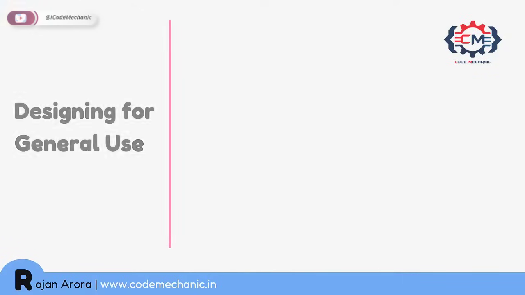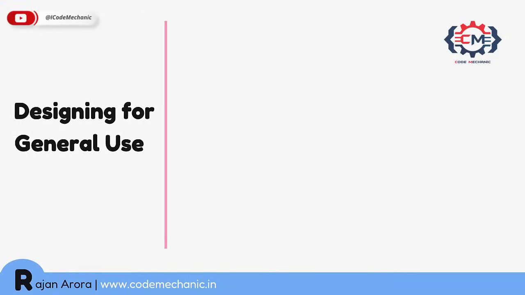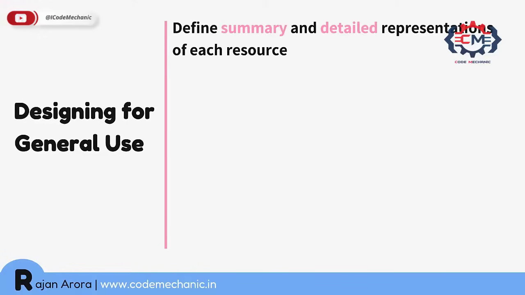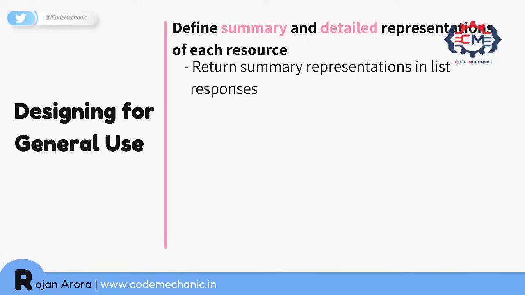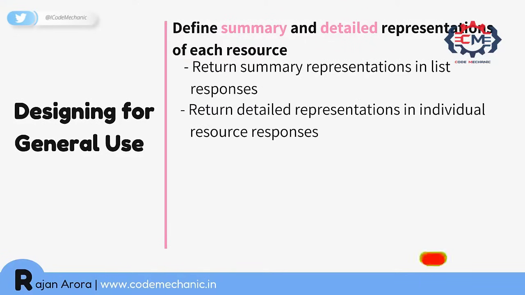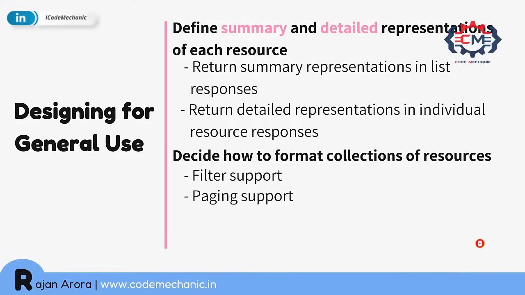For a general purpose or public API that will have numerous unknown clients, you typically want to define both summary and detailed representations of each resource. You can return a summary representation when you are returning a list, and then you can use a detailed representation with individual resource responses. Another consideration for collections is how you will support filtering and paging. Filtering usually doesn't impact the model, but a paged response may, and you should define a standard format for this.